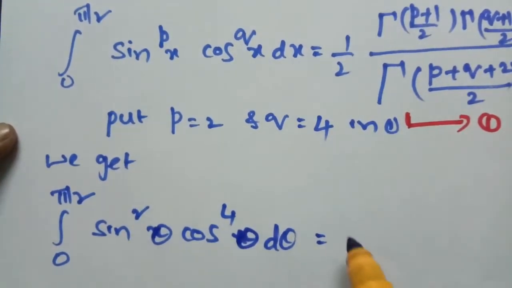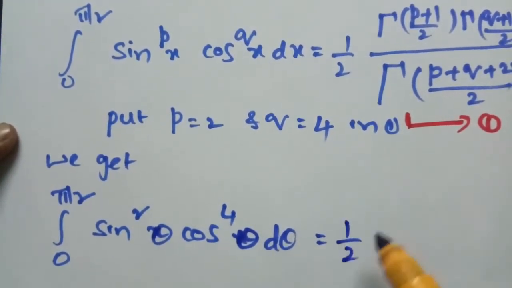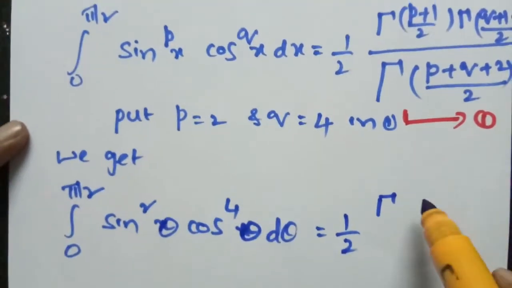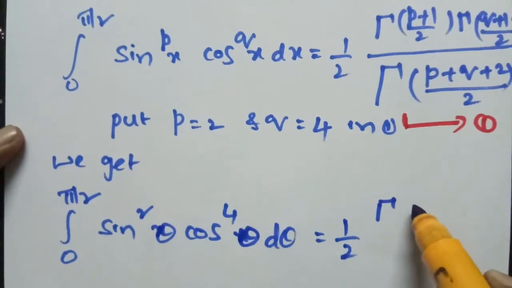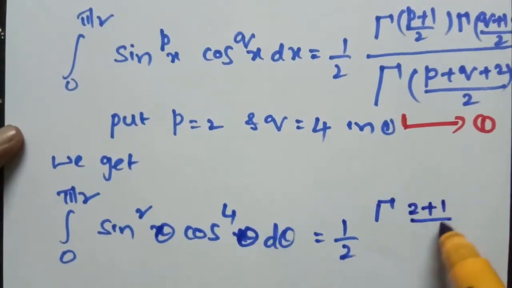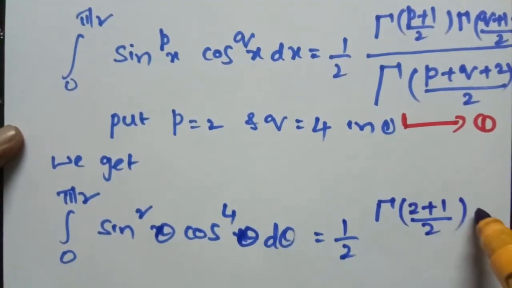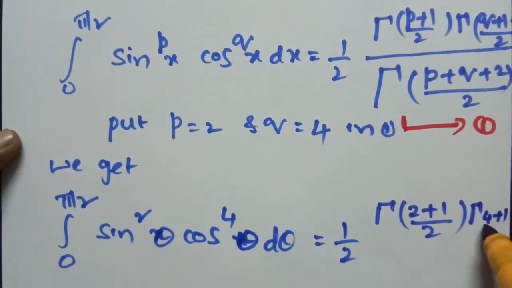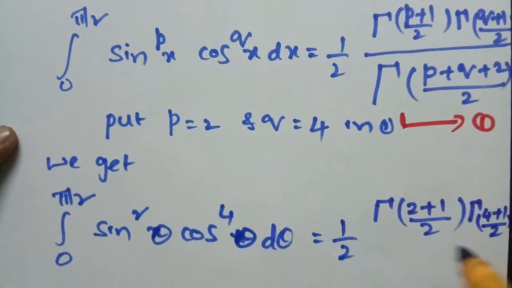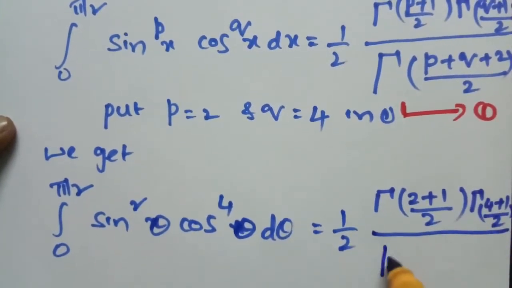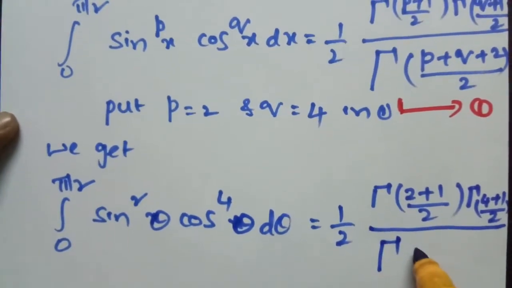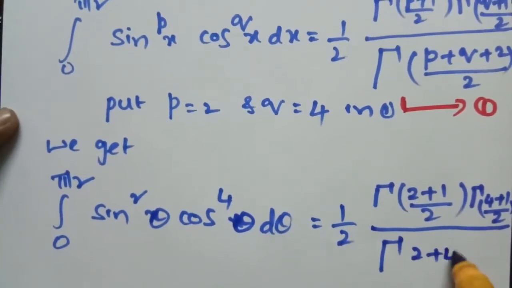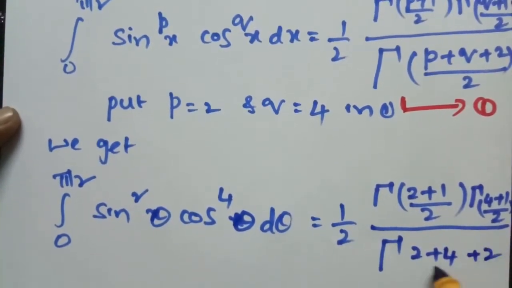1 by 2 times gamma (p plus 1) by 2, that is equal to (2 plus 1) by 2, into gamma (4 plus 1) by 2, whole divided by gamma (2 plus 4 plus 2) by 2.